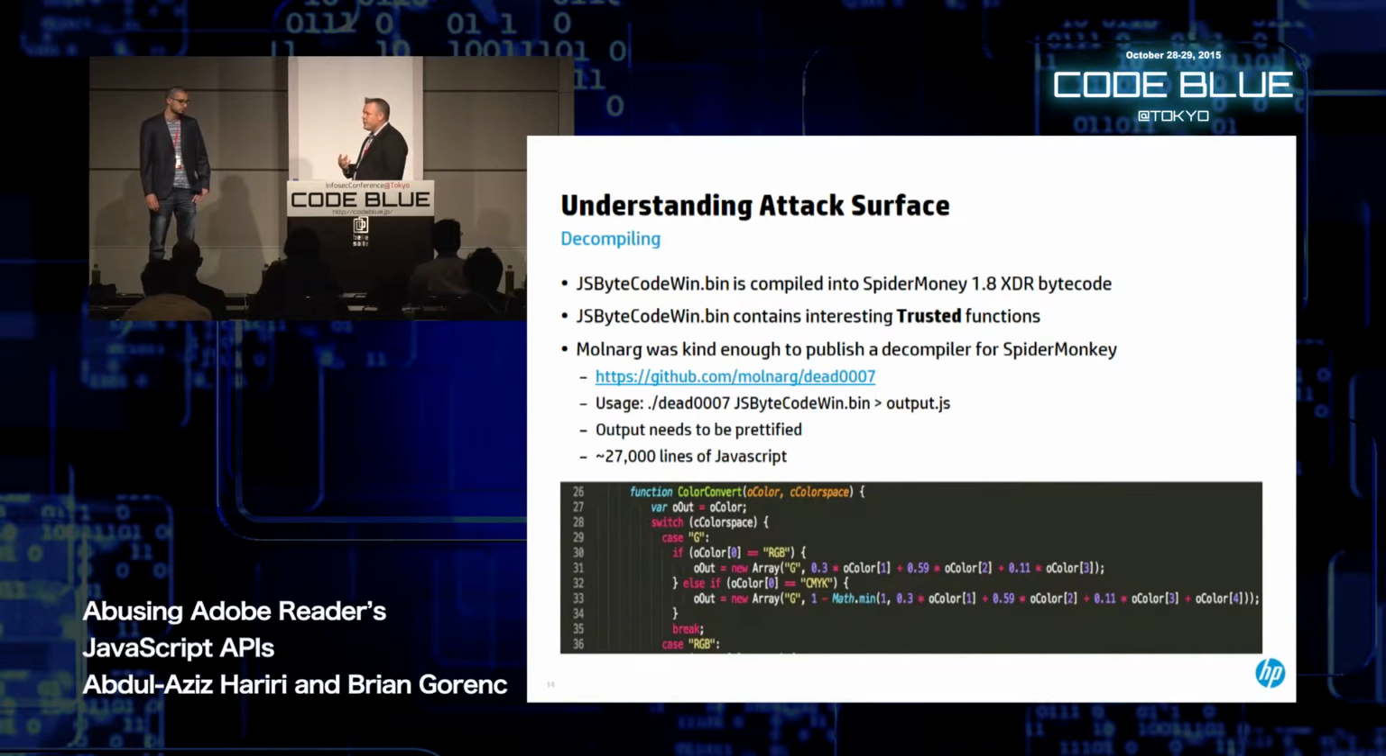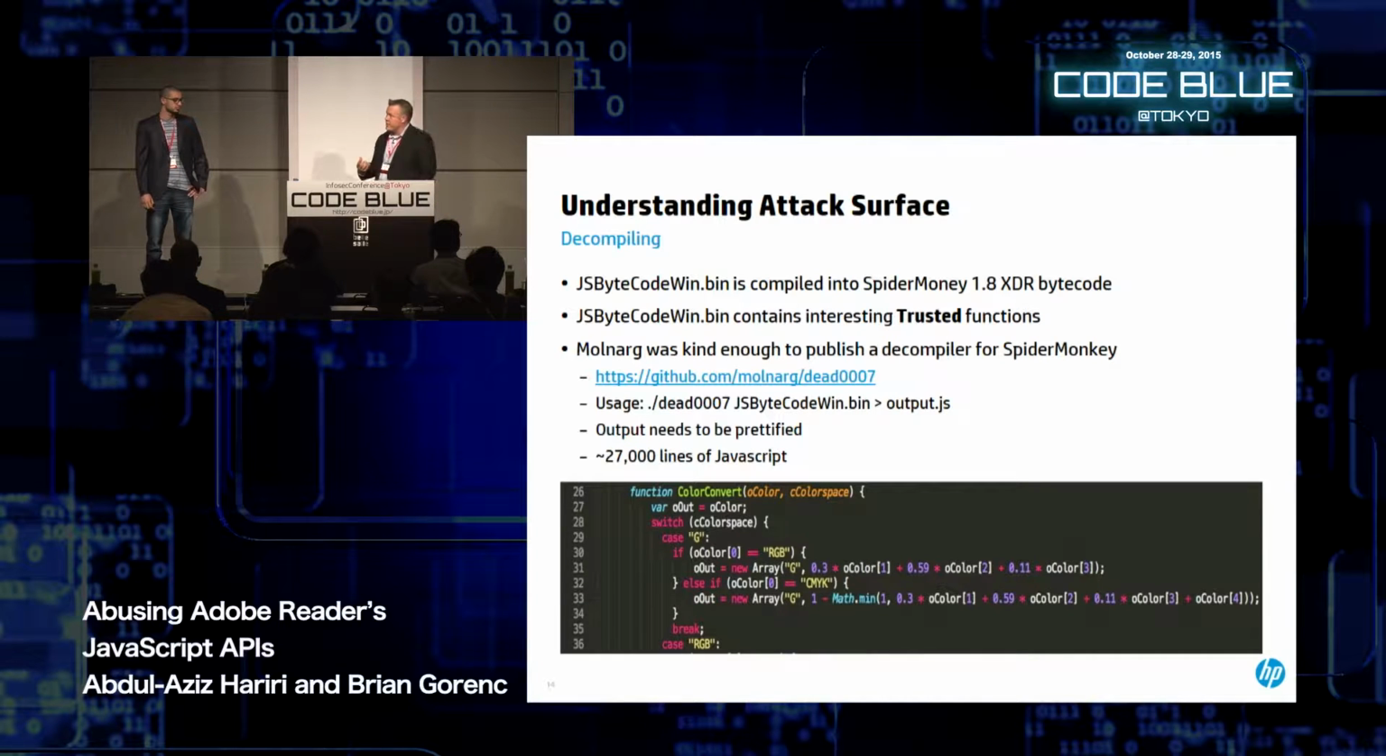Now, Molnar, when he did his research back in 2014, he published a decompiler for this bin file. The code is available on his GitHub link, and you can actually decompile it, and it will spit out a set of JavaScript that you can then audit by hand. The output of this decompilation is really messy, so you need to pass it through a beautifying process so that you can actually audit the code.